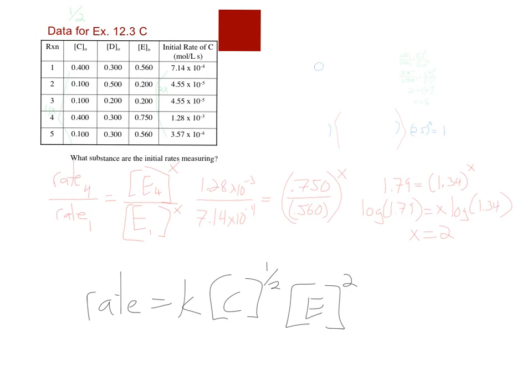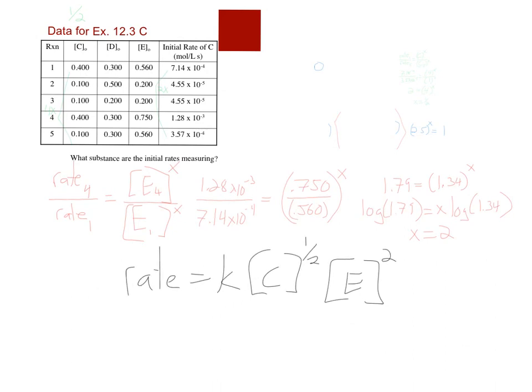This is probably the hardest example you're going to see. You do need to know how to work out some of this math. There is a simple logarithm there to solve for the exponent. If that's new to you, please pay attention. And then we could take any of those trials to solve for K and its units. You just plug them in and solve for K. And now that you know the rate law and K, then you can apply it to any.